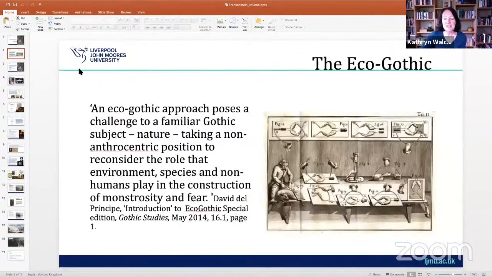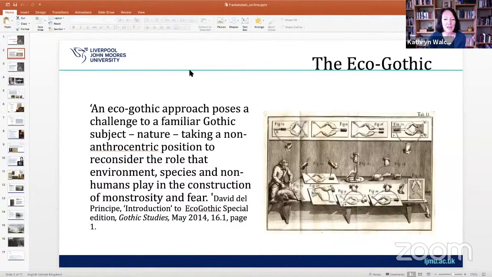So I'm going to call this the eco-Gothic. I think it has been called the eco-Gothic elsewhere. And what is that? Well, in this definition that I've got on the screen, there's a kind of bringing together of those two important aspects of this text of Mary Shelley's Frankenstein. So what David Del Principe says is an eco-Gothic approach poses a challenge to familiar Gothic subject, nature, taking a non-anthropocentric position to reconsider the role that environment, species and non-humans play in the construction of monstrosity and fear.